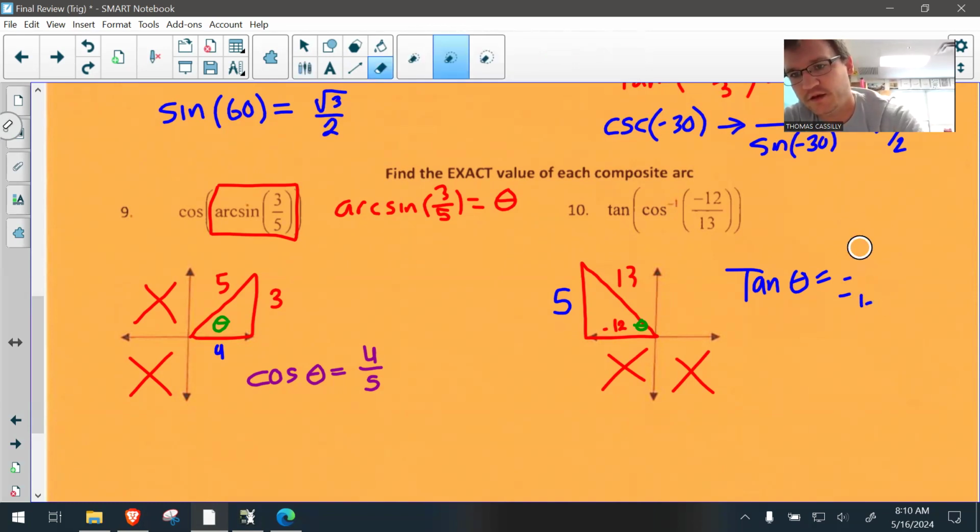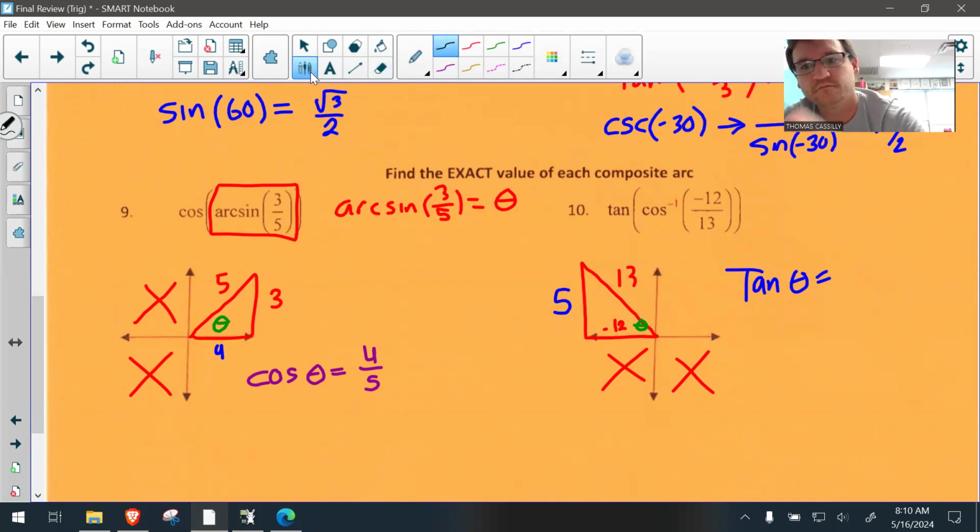Let me try that again. 5 over negative 12. That's better.